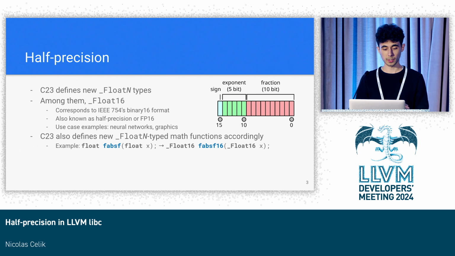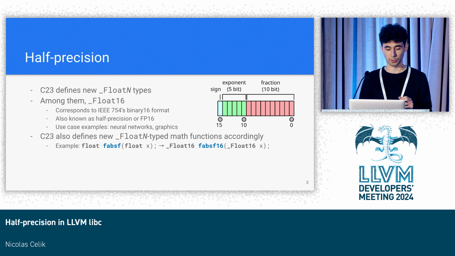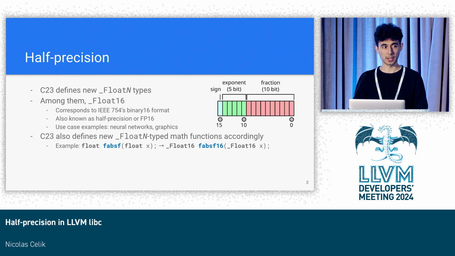Now, the C23 standard defines new _Float_N types, one of which is _Float16, which corresponds to the binary16 format from IEEE 754. There's a diagram on the right. This format is also known as half precision or FP16. It most recently gained popularity with neural networks, but it has also been used in graphics for quite a while.